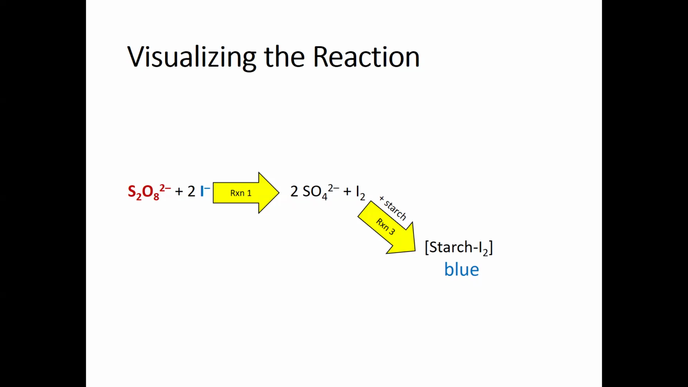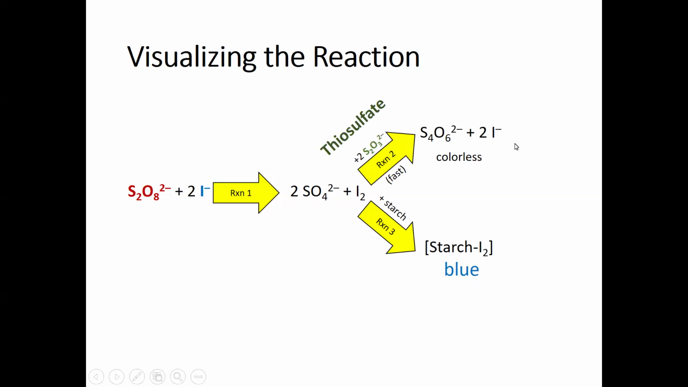And the way we do that is by adding something that will compete with the starch for the iodine. And that is going to be thiosulfate, S2O3 2 minus. And what it does is it reacts with iodine to form S4O6 2 minus and I minus, both of which are colorless. And in fact, it does this at a much faster rate than the starch association reaction.